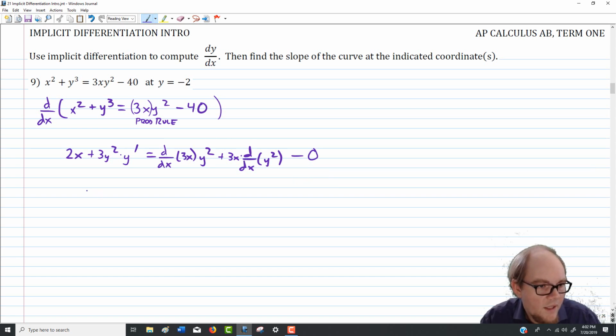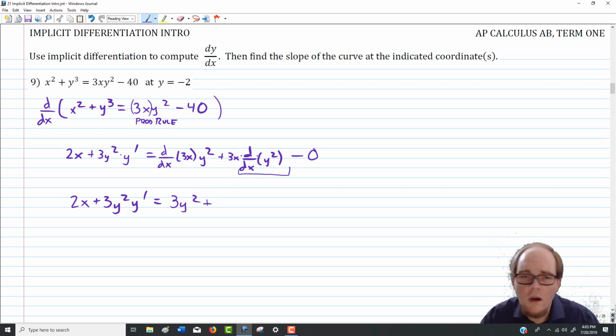So differentiating and cleaning up anything that we can, the left side remains the same. On the right side, the derivative with respect to x of 3x is of course 3, the slope, because that was just a line. And then plus, we have 3x. We've done this derivative with respect to x of y squared already in these video solutions. This is equal to 2y times y prime. So over here, we have 3x times 2y y prime, which means it's equal to 6xy y prime. And of course, all minus 0 means we don't need anything else there.